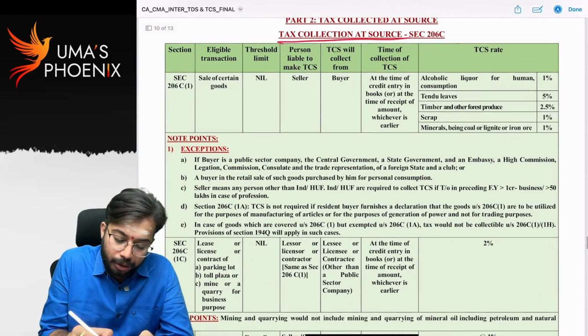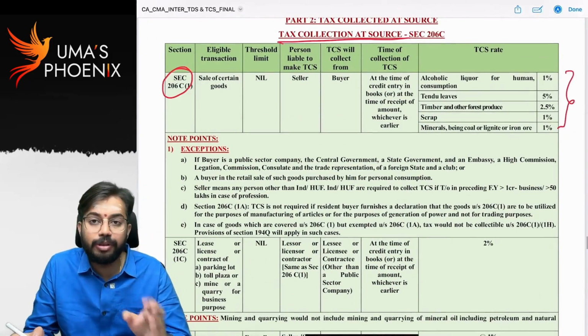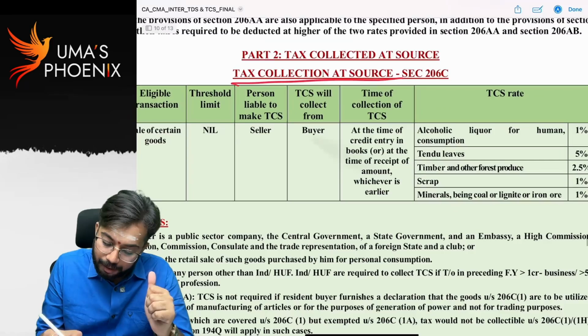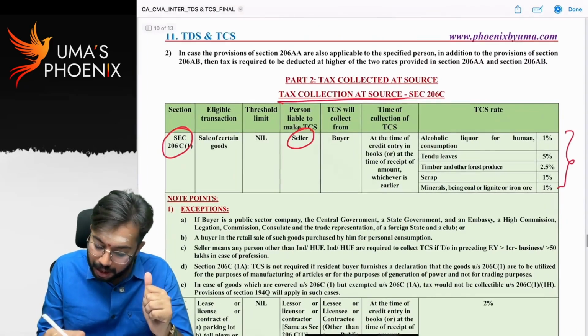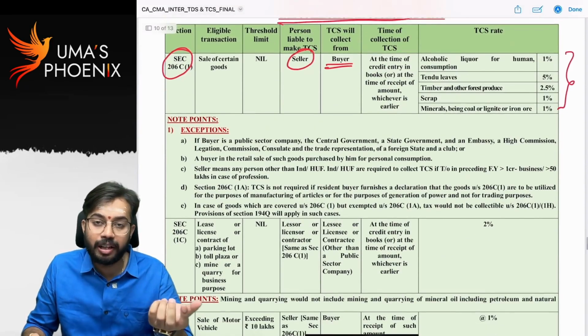First, section 206C1. There is a list of goods. For these goods, TCS is required to be collected by the seller from the buyer. Who will collect TCS? Seller. From whom will TCS be collected? TCS will be collected from the buyer. Okay. What is the rate of TCS?